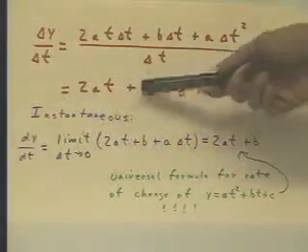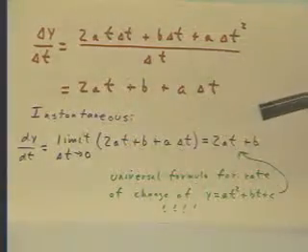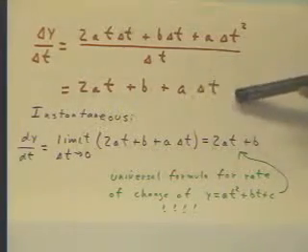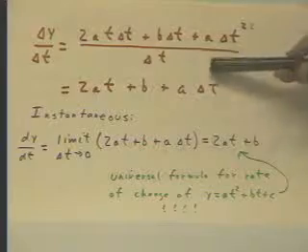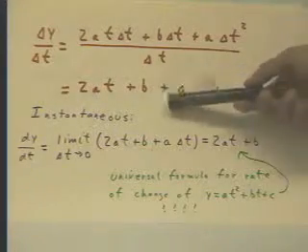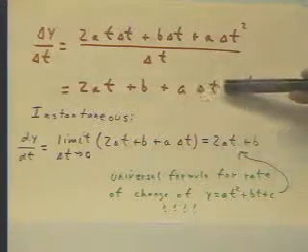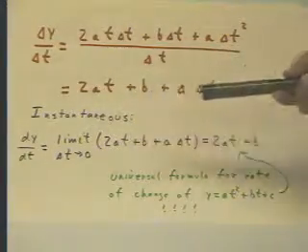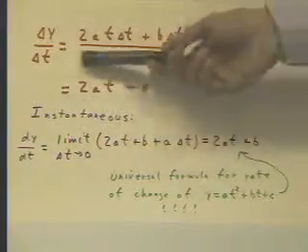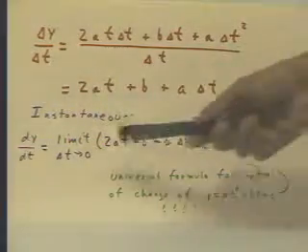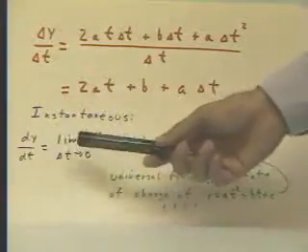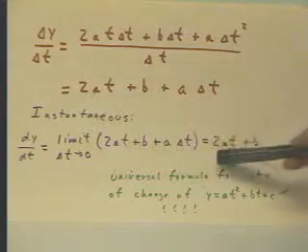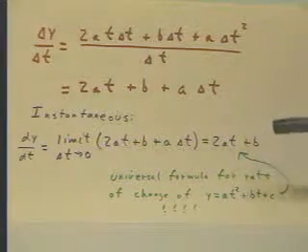If we want the instantaneous rate at clock time t, we just shrink the triangle down to nothing by letting delta t approach 0. As delta t approaches 0, a delta t is going to approach 0, so that term is going to simply disappear. Delta t doesn't affect 2at or b, so we're just left with 2at plus b. And we say that dy dt is the limit as delta t goes to 0 of this expression. We saw that the a delta t goes to 0, and we're left with 2at plus b.